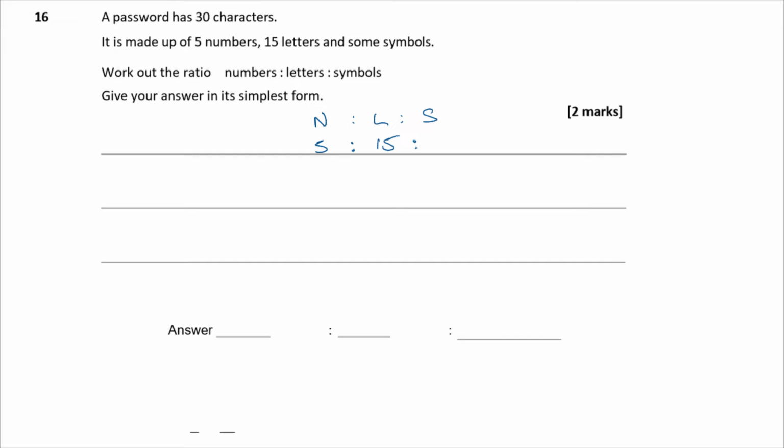How many symbols? Some symbols. But we know it adds up to 30, and I know that 5 and 15 together make 20. So symbols have got to be the rest, isn't it? So 20 taken away from 30 gives me 10. The number of symbols is going to be 10. So I've got the ratio of 5 to 15 to 10. Now notice they're all multiples of 5, aren't they? So if I divide them all by 5, 5 divided by 5 is 1, 15 divided by 5 is 3, and 10 divided by 5 is 2. So then the ratio is 1 to 3 to 2.